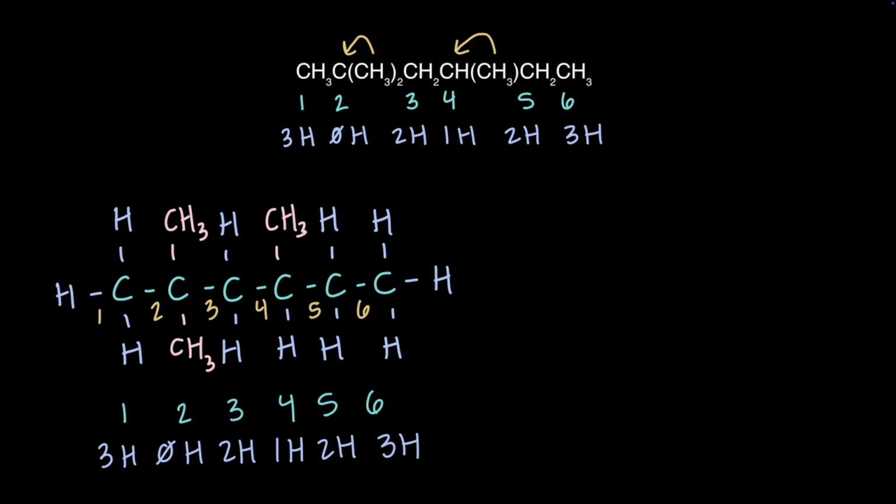Drawing the skeletal structure, I start with 6 carbons and number the parent chain. I then put 2 methyls at C2 and 1 methyl at C4. The skeletal structure is now complete. For this compound, I will start with the Lewis structure.